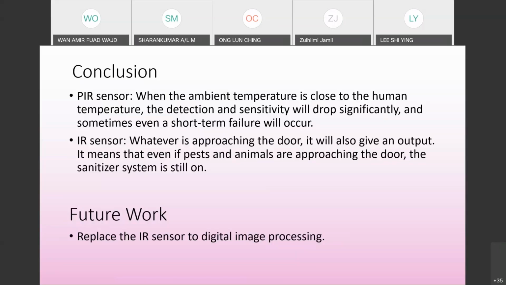So for future work, we aim to fix it by replacing the IR sensor with digital image processing. Image processing is a method to perform some operations on an image in order to get an enhanced image or to extract some useful information from it. It is a type of signal processing in which the input is an image and the output may be an image or features associated with the image. By using this technique, we can increase our accuracy in human recognition.